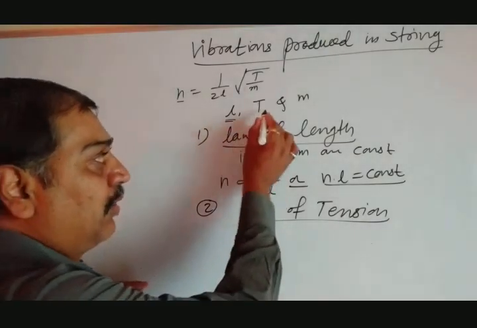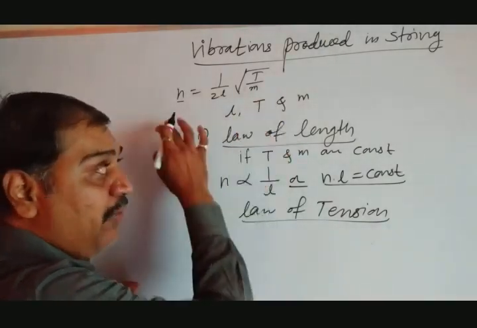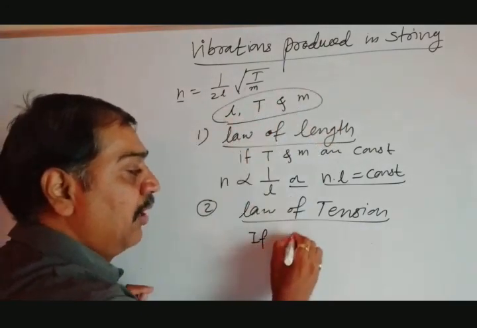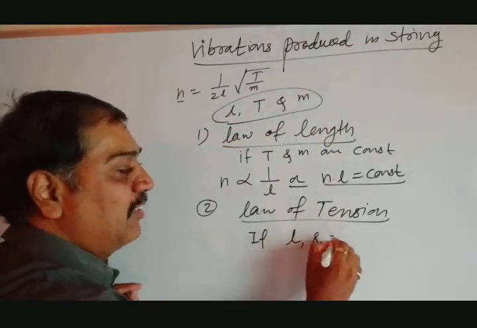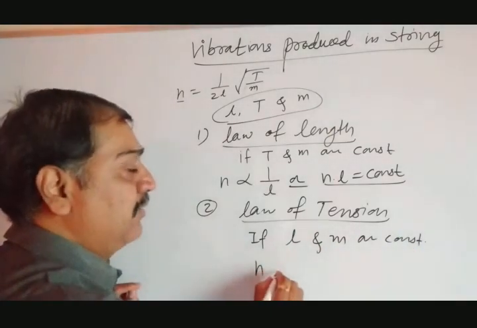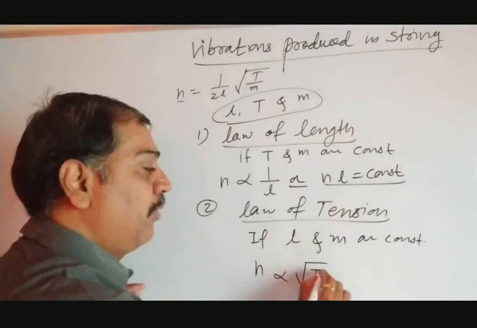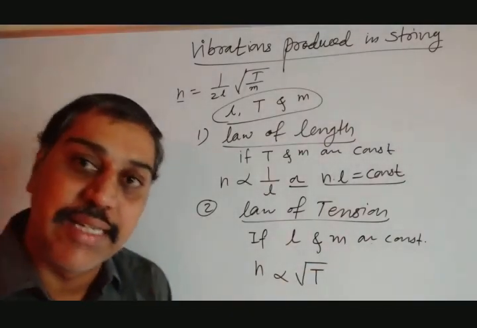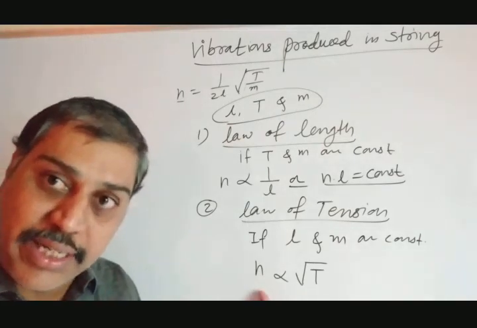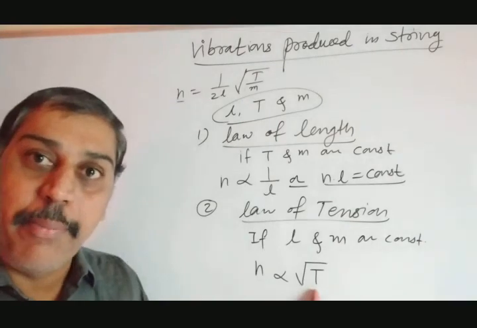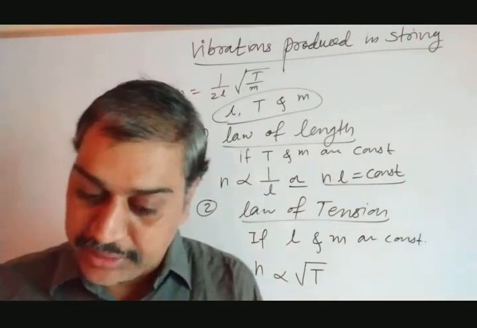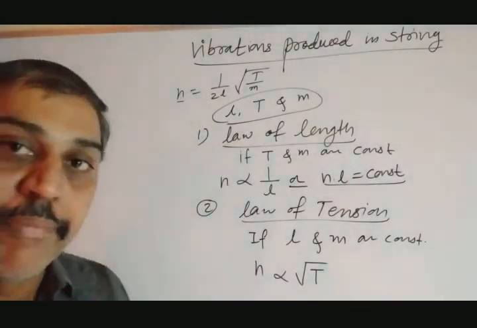What does this law say? T and N we want. So we have to consider the remaining parameters constant out of these 3. So if vibrating length and mass per unit length are constant, then you can say N is directly proportional to square root of T. T is tension. So we can say fundamental frequency of vibration of an air column or string, in this case the string, is directly proportional to square root of tension in the string, and that is said to be law of tension, or second law of vibrating string. So this is the second law. Let's go to third one.